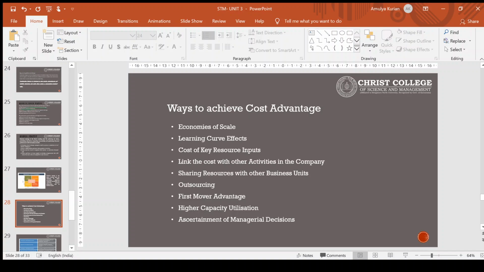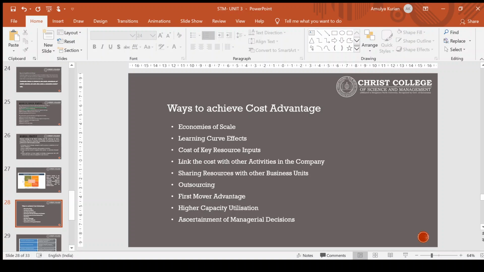And the fourth one is linking the cost with other activities in the company. You can reduce the cost with cooperation between and among activities. For example, activities of the supplier may be linked with the company's inventory cost and reduce delivery time and inventory ordering and carrying cost. Next one is sharing resources with other business units. Resources like order processing, customer billing, warehouse, technical support may be shared, thereby reducing per unit cost of used resources.